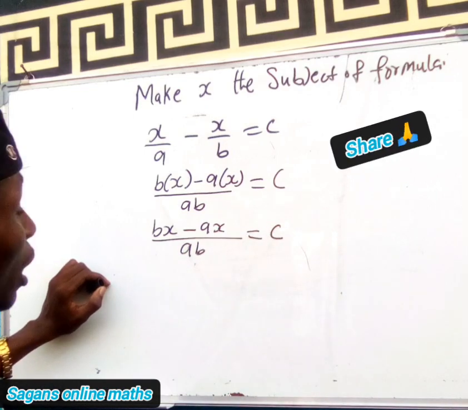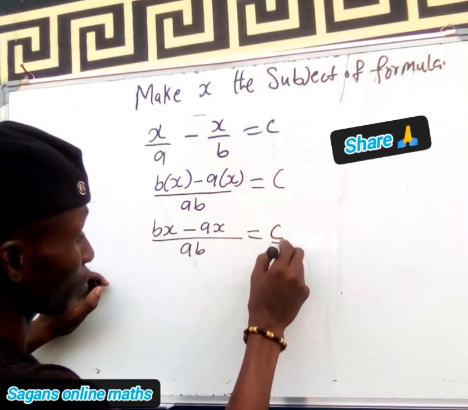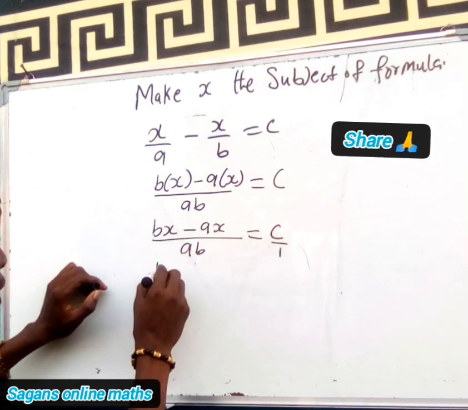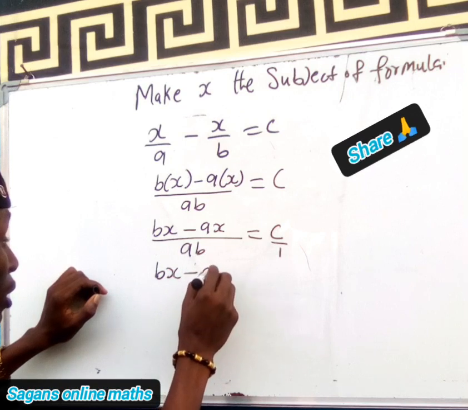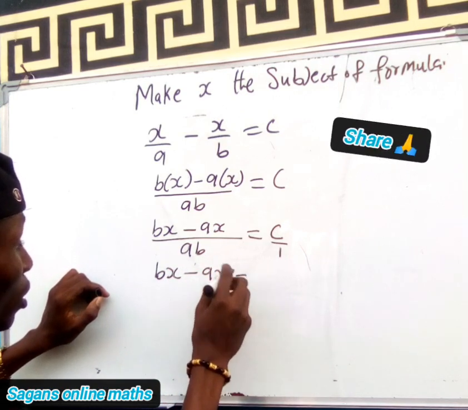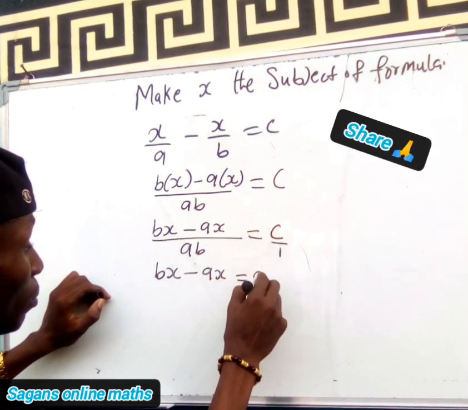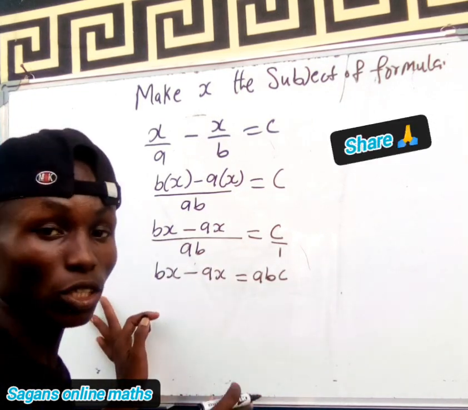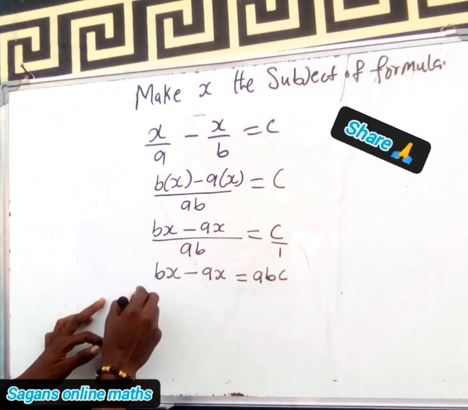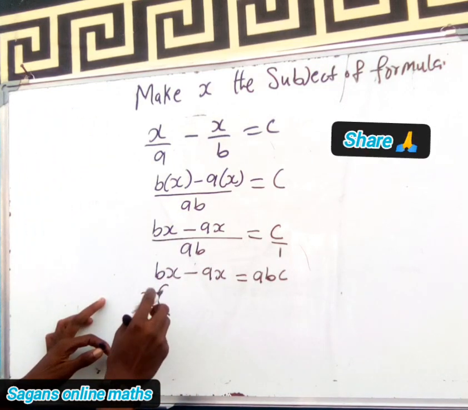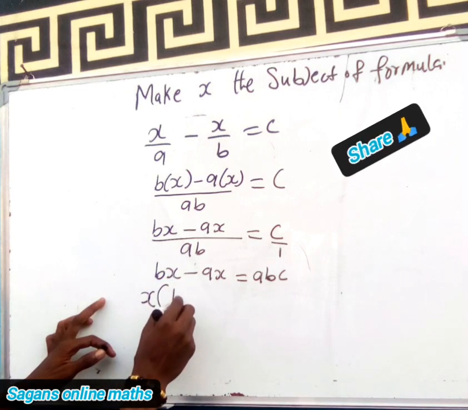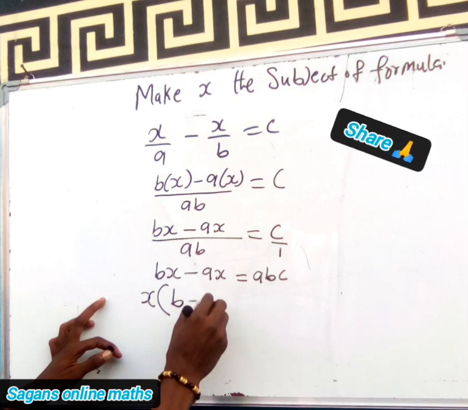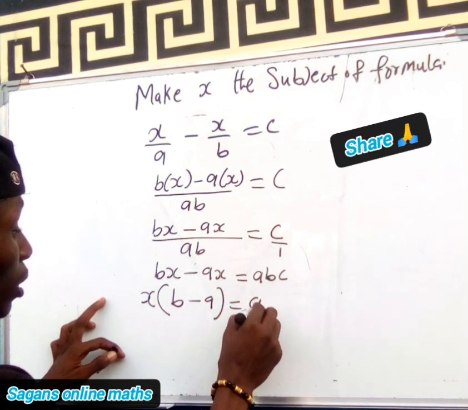Now, will you agree with me that there's an invisible 1 here? So by cross multiplying, 1 multiplied by everything here, you have BS minus AS equals AB times C, which gives ABC. From our left hand side here, you can see that S is common. We'll factorize S out: BS divided by S will be B, and minus AS divided by S will be minus A, all equal to ABC.